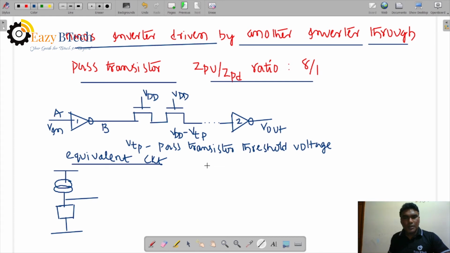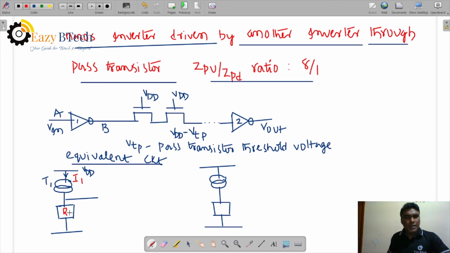Now here also we can take the second inverter. The inverter has a depletion mode transistor and an enhancement mode transistor, so it is represented in the equivalent circuit representation. Input is VDD, and transistor one is the depletion mode transistor, and the current source is I1. In inverter 1, there is a depletion mode transistor and an enhancement mode transistor.